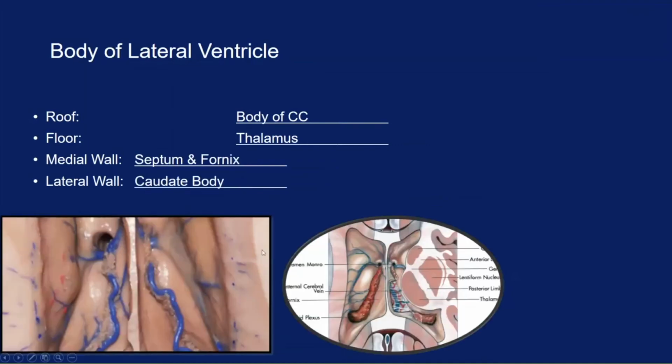The medial wall would be made up by the septum and the fornix running right around it or next to it, below it. And the lateral wall would be made up by the caudate body anteriorly and maybe parts of the thalamus posteriorly. So again, basic anatomical landmarks that the residents should be familiar with.